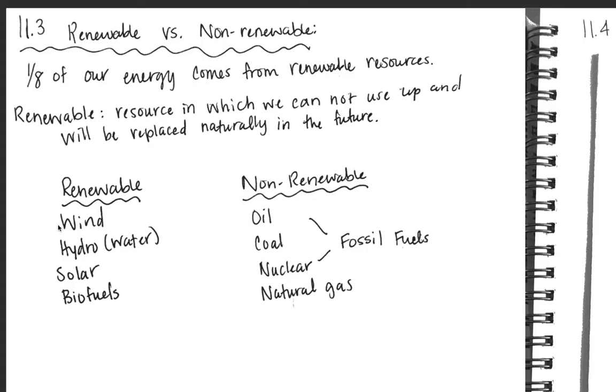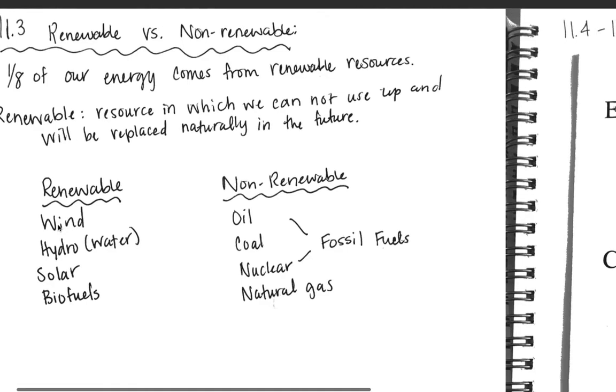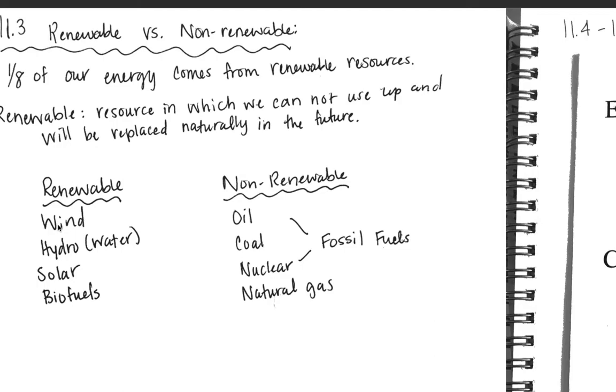So renewable is wind. Hydro, which would be water, like for example, the Tennessee Dam at Pickwick, that is actually a hydro dam that produces electricity. Actually, it might not be one that produces electricity. Some dams are really used just to monitor the water flow, but there are dams around that are actually used for electricity, solar, and biofuels. Then there's the non-renewable, which we've already hit, which are mostly fossil fuels, oil, coal, nuclear, and then natural gas.